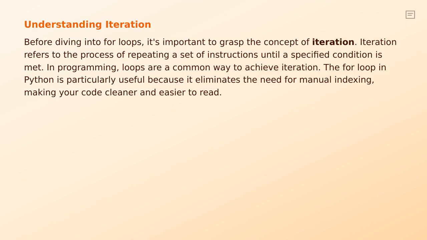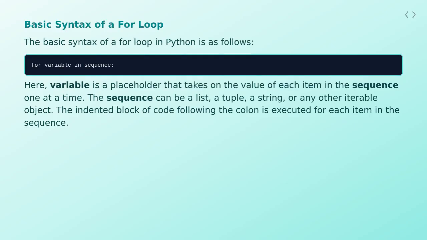Now we're on understanding iteration. Before diving into for loops, it's important to grasp the concept of iteration. Iteration refers to the process of repeating a set of instructions until a specified condition is met. In programming, loops are a common way to achieve iteration. The for loop in Python is particularly useful because it eliminates the need for manual indexing, making your code cleaner and easier to read.